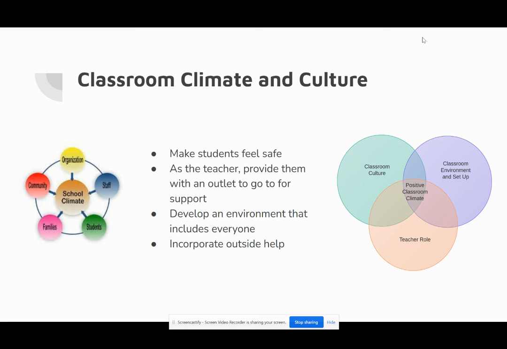And incorporating outside help. So for this, I would look at the infographic to the left, where it talks about school climate, incorporating organizations, staff, students, families, and the community. So it's not just you and your students, it's you and your students and their families. And as I previously talked about, organizations such as internships or work experience and the community as a whole. All of those help develop a good school and classroom climate.